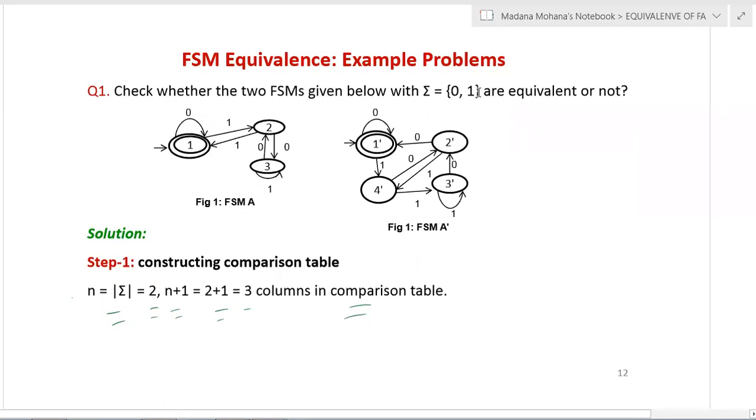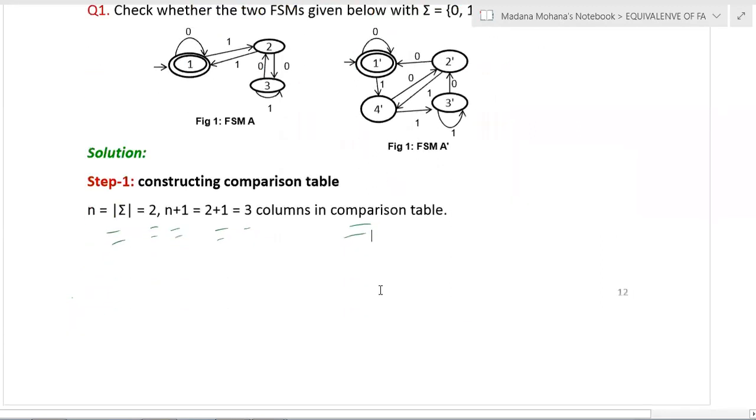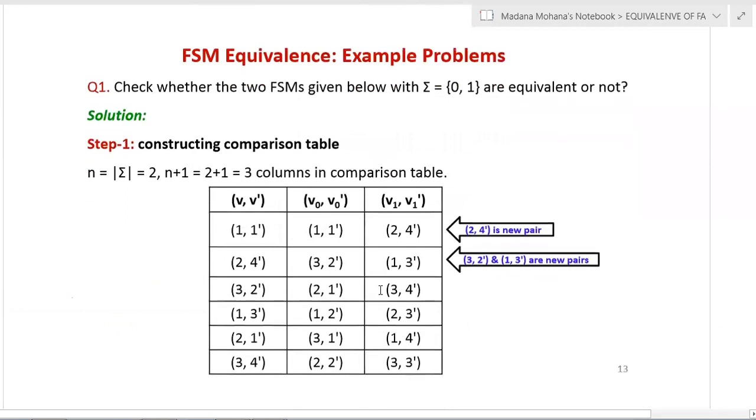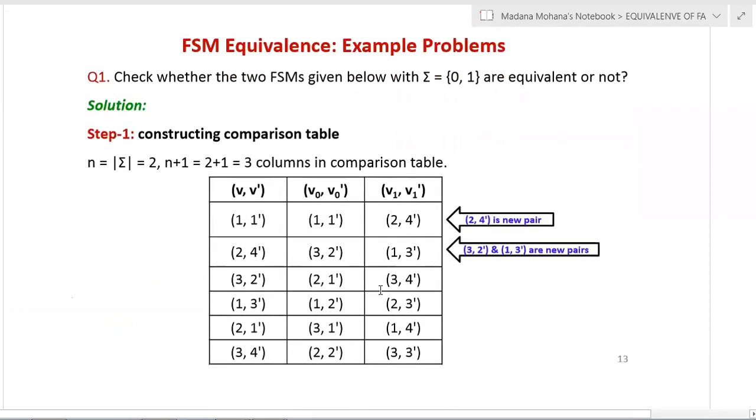If sigma contains 3 alphabets, then n equals mod sigma equals 3, so 3 plus 1, equal to 4 columns exist in the comparison table. In this case the comparison table contains 3 columns. As per the first step, what does column 1 contain? Column 1 takes the pair (v, v'), where v belongs to the first machine A and v' belongs to the second machine A'.